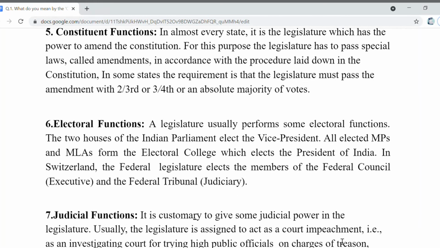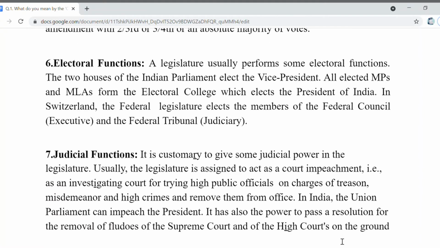Electoral functions. So जो legislature है usually perform करता है some electoral function also. जो two house हैं of Indian Parliament elect the vice president. All elected MPs and MLAs form the electoral college which elects the president of India. Judicial function, it is customary to give some judicial power to the legislature. Usually legislature is assigned to act as a court of impeachment. तो legislature के पास power होता है court impeachment करने का.